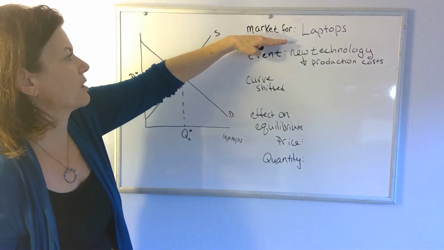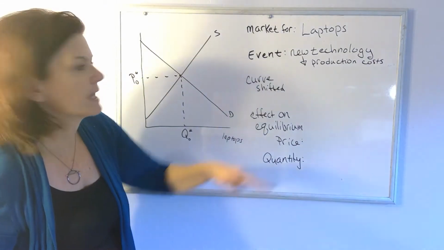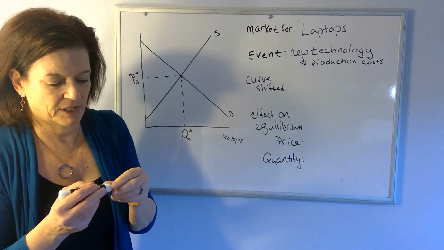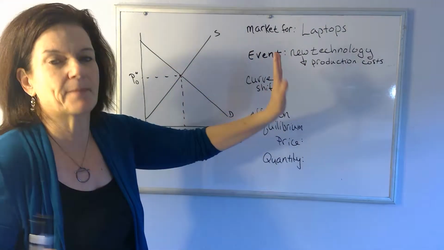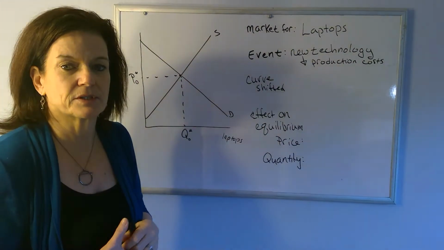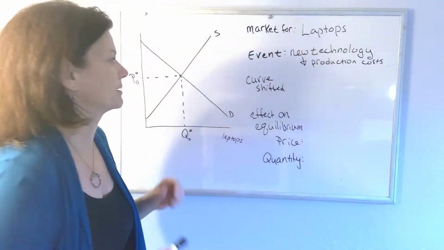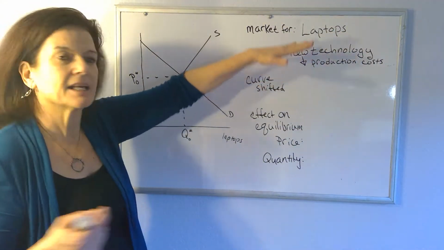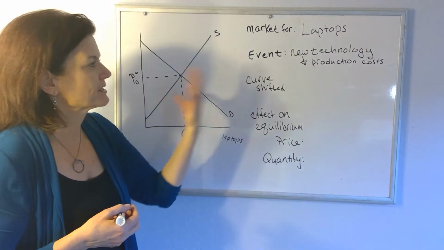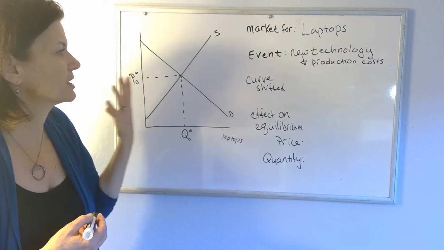So in this case, we're going to call this the market for laptop computers, and what has happened is that there's some new technology. I'm not good with computer technology, but something happened that made it less costly to produce. Something happened to one of the components in the computer or the way that they're produced, and it's just cheaper for everyone now to produce laptops. And so because of this advancement in technology, costs have fallen.